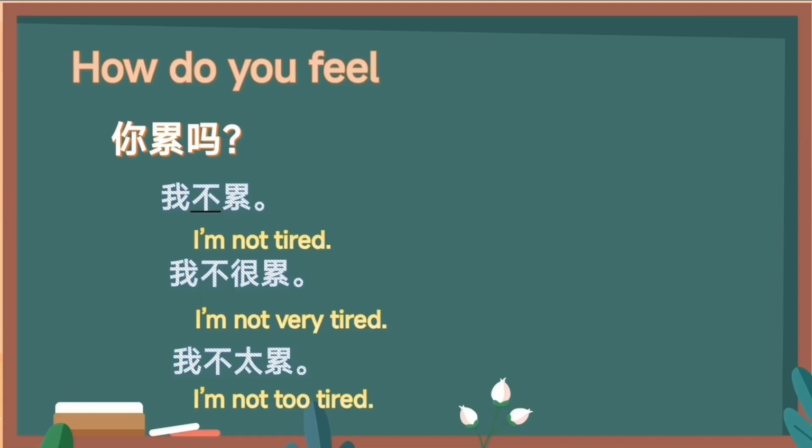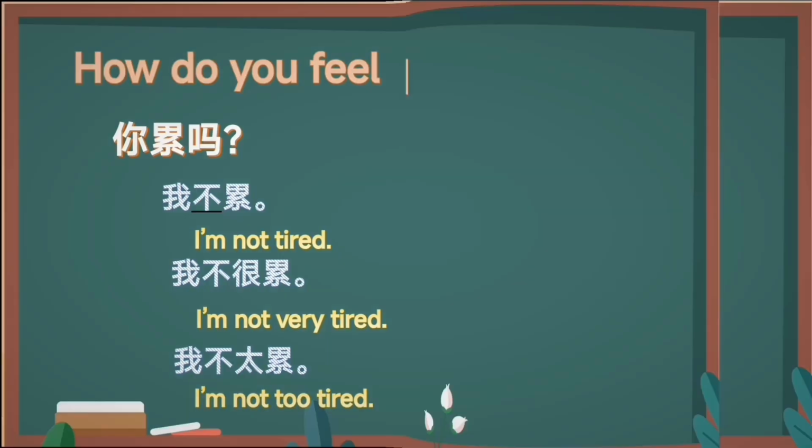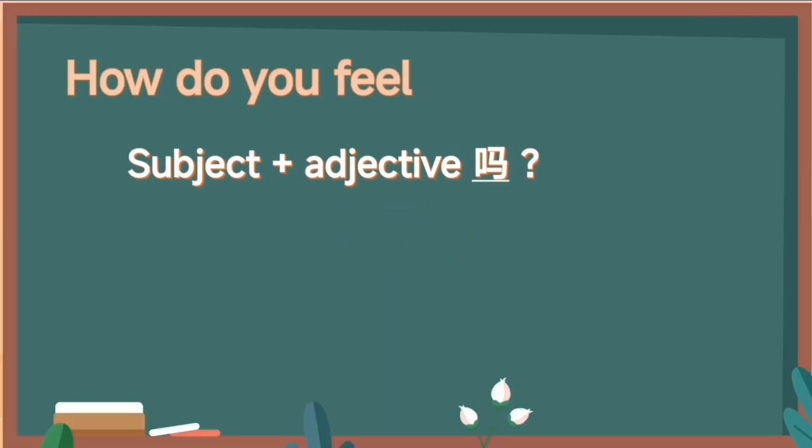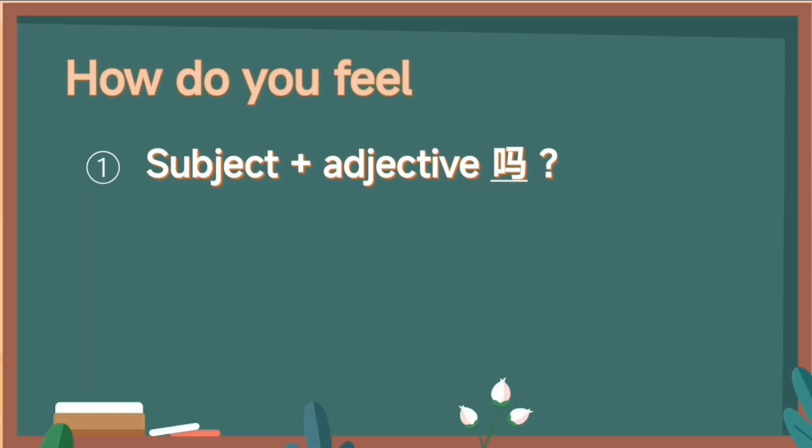Read these negative sentences after me again. 你累吗？我不累。我不很累。我不太累。That is everything about adjective predicate sentence. To sum up, we've covered 3 basic structures. The first is the general question. Its structure is subject plus adjective with the question word 吗 at the end.